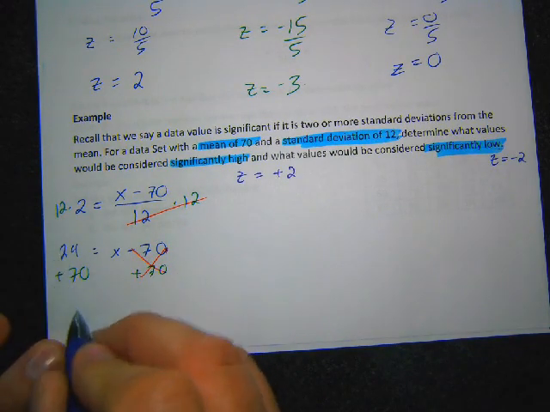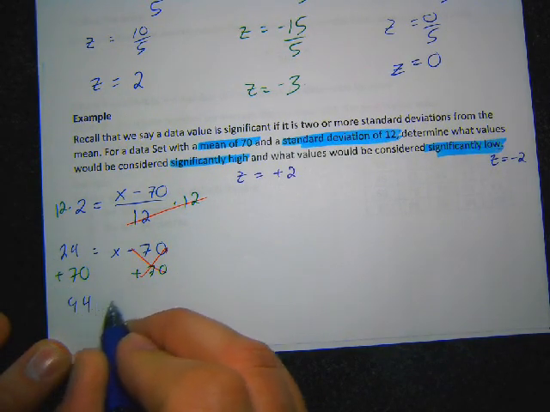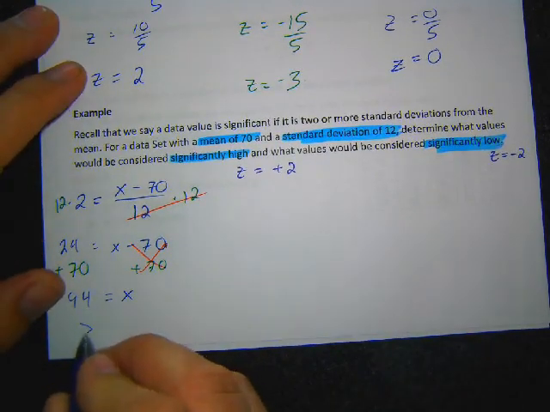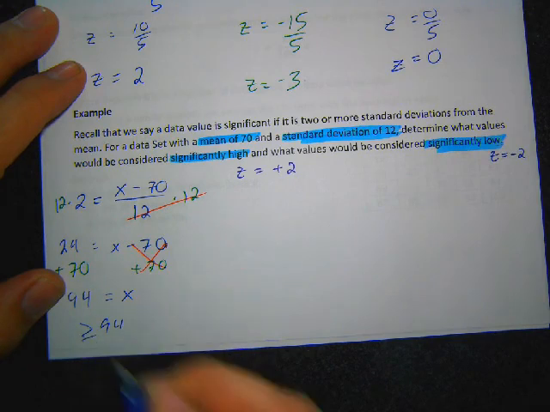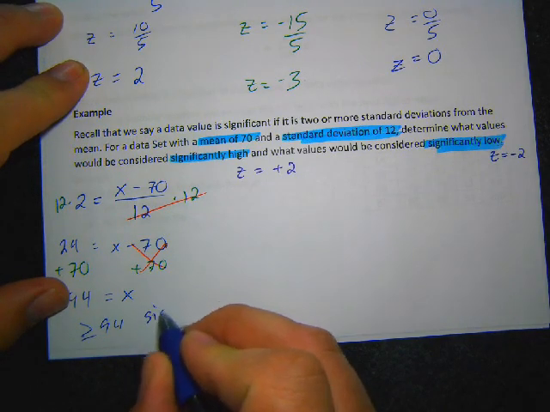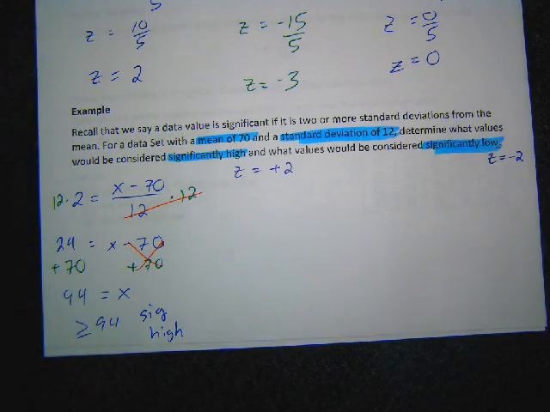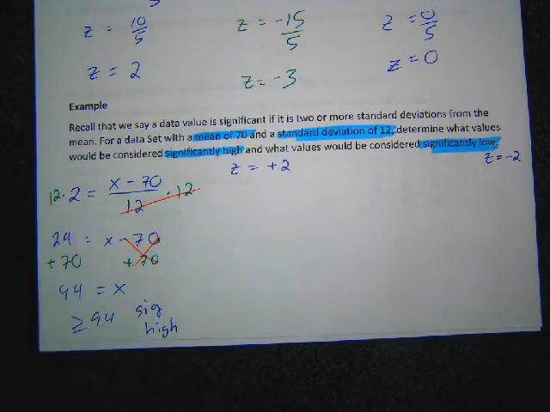And we get 94, and we see that any value 94 or higher is going to be significant. So greater than or equal to 94 is significantly high. So that's what we'd say on that one. Anything 94 or above is so high that it's at least 2 standard deviations out there. It's going to be significant. We're going to be careful about that now.